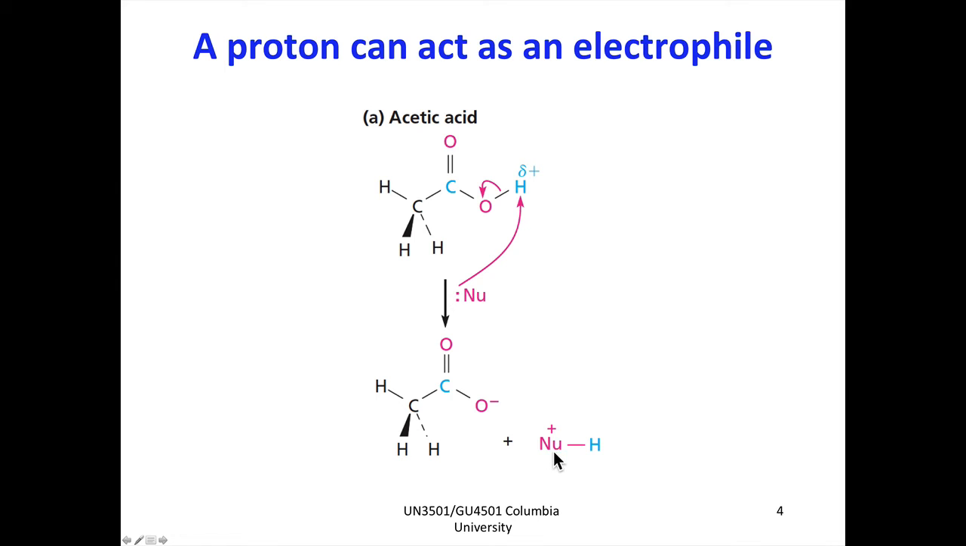So we end up with the protonated nucleophile. And the electrons in the oxygen-hydrogen bond are now going to move. They have to go somewhere. They're going to move onto the oxygen. And that puts a negative charge on that oxygen. That makes this carboxylate.